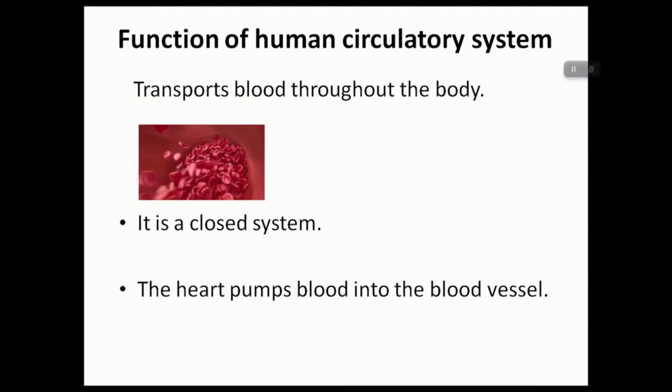What is the main function? Transports blood throughout the body. ශරීරය පුරා රුධිරය ප්‍රවාහනය කිරීම තමයි කාර්ය. What kind of a system is this Human Circulatory System? It is a closed system. No openings in this system to outer side.